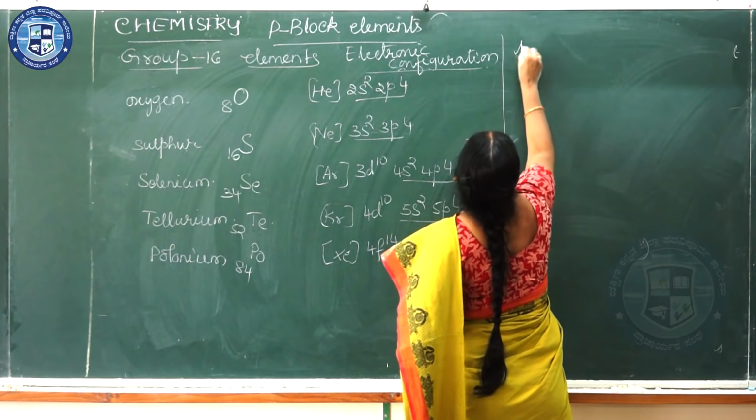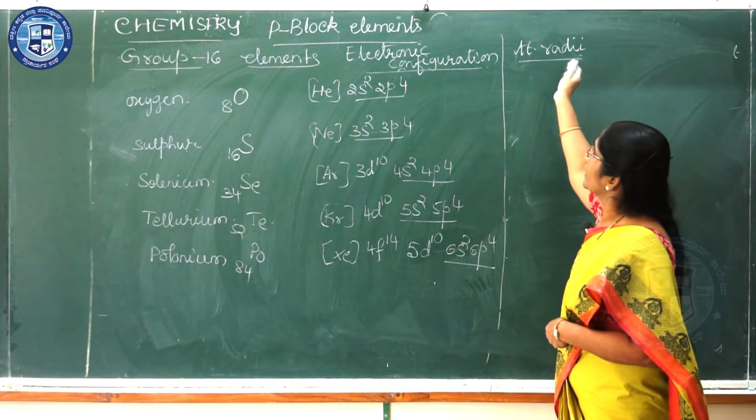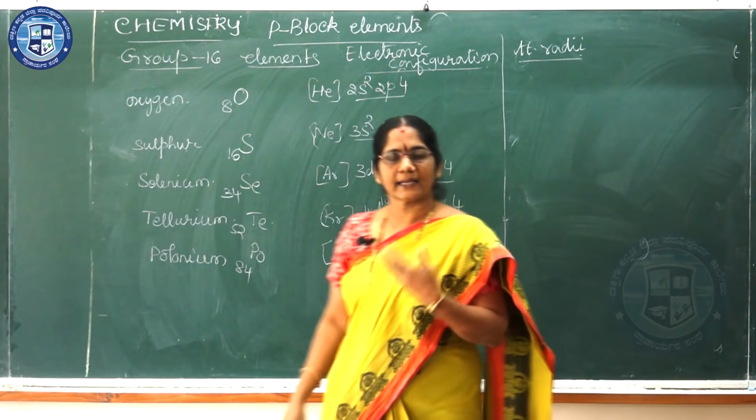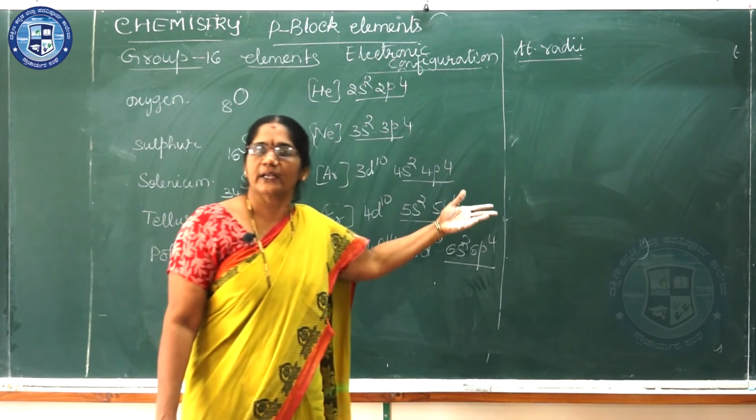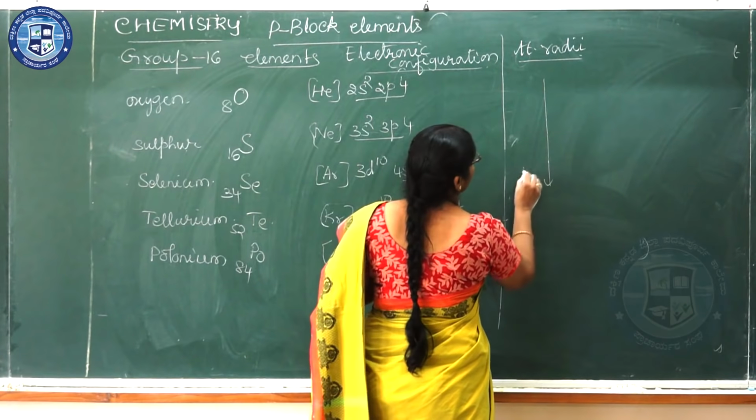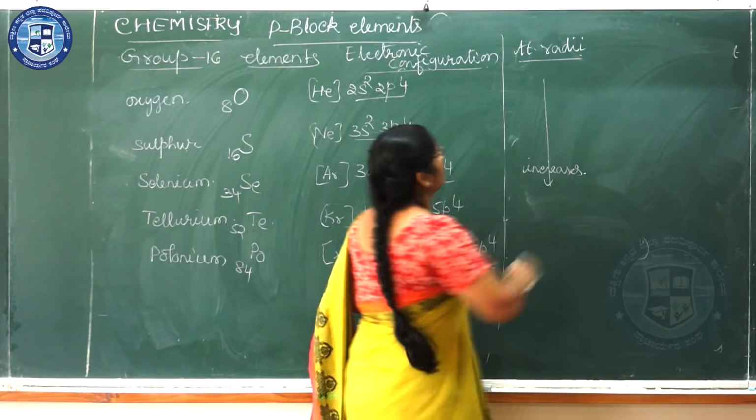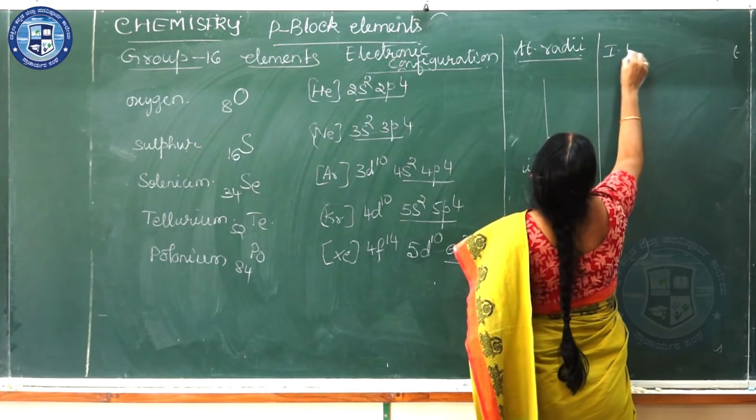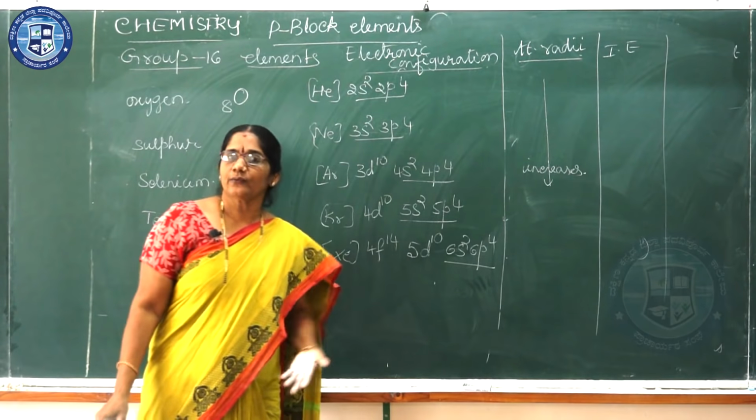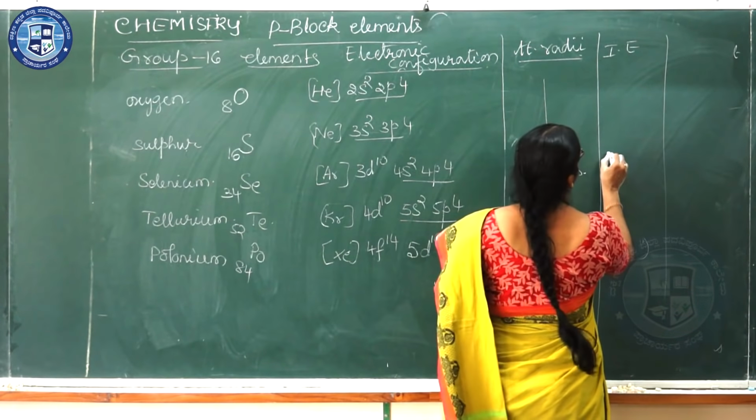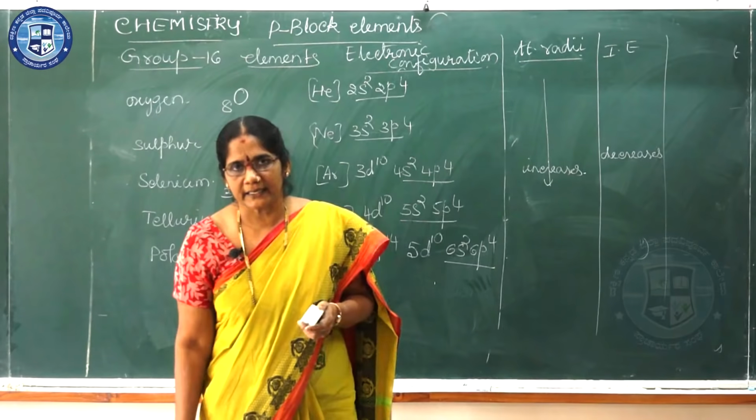Then we will study some of the atomic properties. First we will see atomic radii. The second one is atomic radius. As I have told you in the group 15 elements, with the addition of new shells, the atomic radius goes on increasing as you move down. Then we will see the ionization enthalpy. When you move down, once again with the increase of the size, removal of the electron becomes easier and ionization energy decreases with the increase in the size.